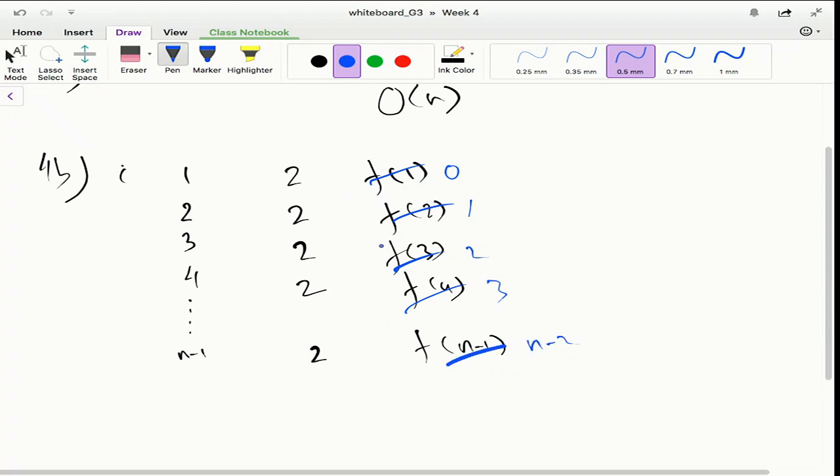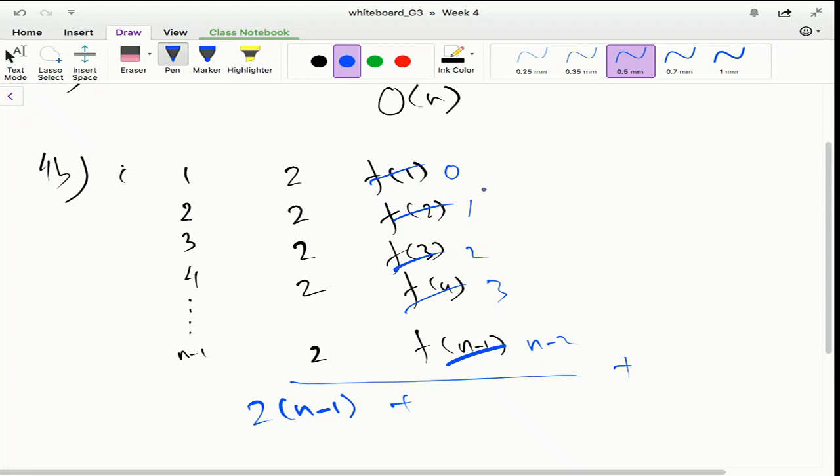So these are all the total number of additions that we need to do. So we just need to add them up. So you have 2 plus 2 plus 2 plus 2, n minus 1 times. So how many additions do you have here? So you have 2 here, 2, 2, 2, 2, right? So we come from 1 to n minus 1. So this one is going to be 2 times n minus 1.